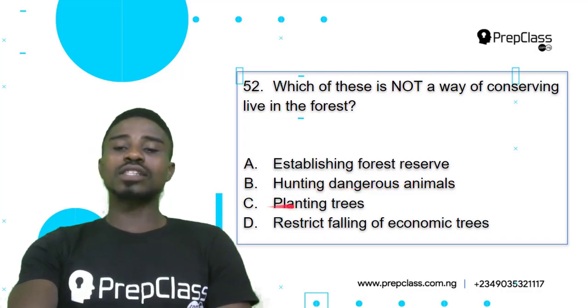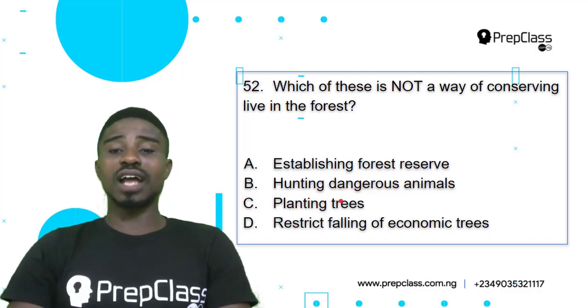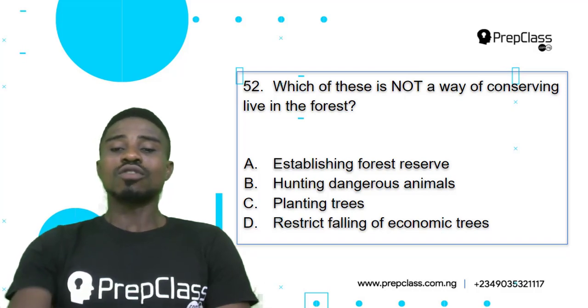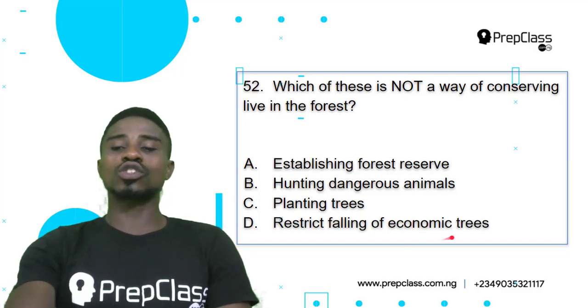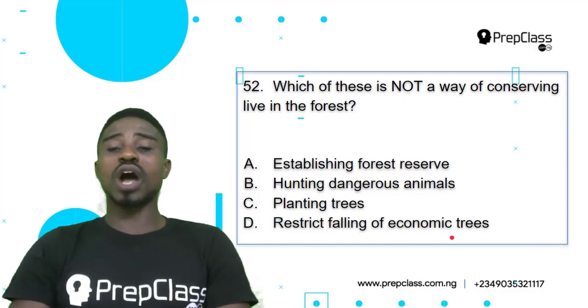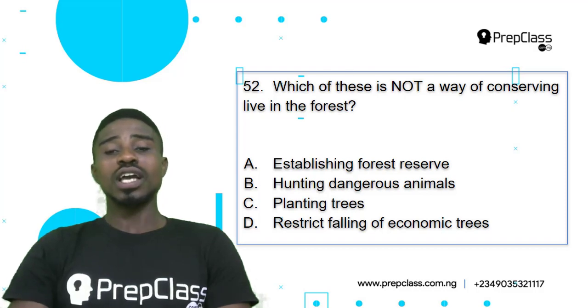Option C, planting of trees, is also a way of conserving lives. It encourages the forest to come back alive and also for animals to have a conducive environment to stay. Restricting falling of economic trees is also a way of conserving life, because when you fall economic trees, you are invading the homes of wildlife, and by so doing, when they are homeless, they will not be able to habit, and that will lead to extinction of such animals.